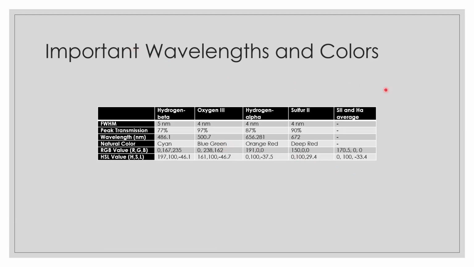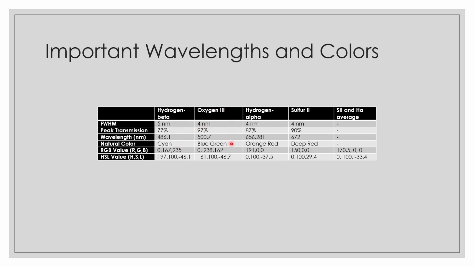So these are some important wavelengths and colors. If we look at hydrogen beta, it has a wavelength of 486.1 nanometers. And I used this nifty calculator. I'll have to put the link in the description. You put in the wavelength and it outputs what color that is on the visible spectrum exactly. And so this happens to map to cyan.